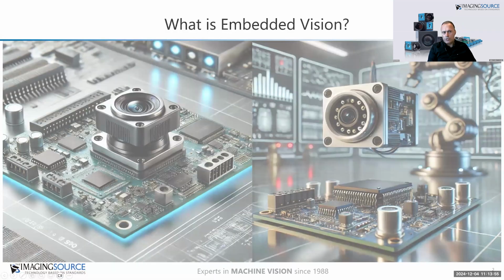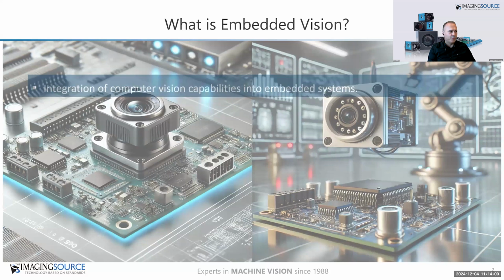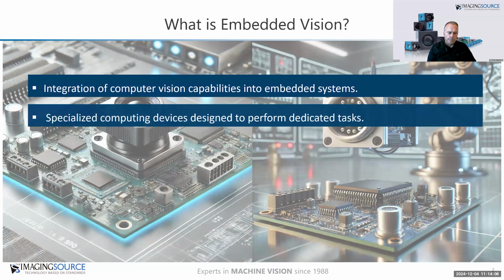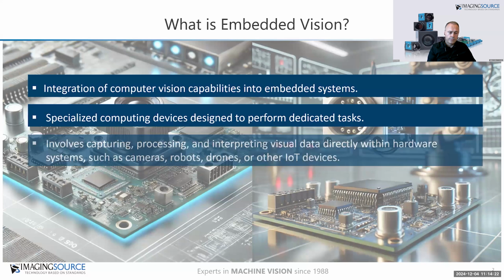I'm going to start with a very short introduction to embedded vision and clarifying some of the buzzwords. We typically speak about integrating computer vision into embedded vision systems. We speak about usually using specialized computing devices like DSPs or FPGAs or GPUs to perform our dedicated tasks. This is completely different from using a general purpose CPU on a workstation.